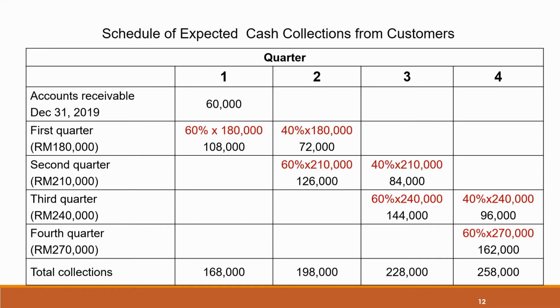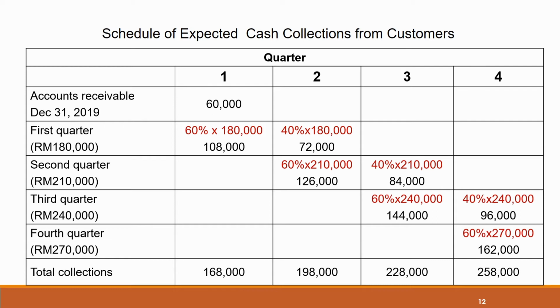The next row, we have to collect from customer 60% in the quarter incurred. So we have to calculate 60% from 180,000 sales for the first quarter. So you will get 108,000. For the second quarter, we will receive collection from customer 40%. This is for the second quarter based on the question. The question said that 60% we will collect in the quarter sold and the second quarter we will receive 40%.